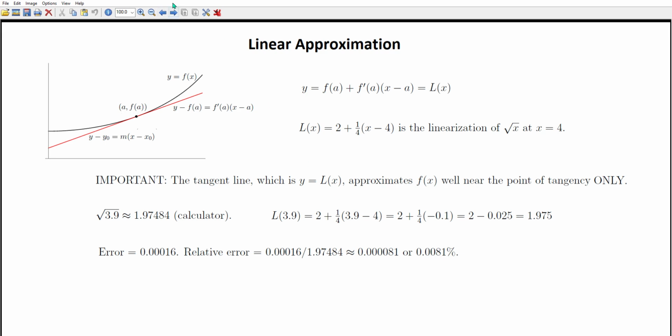Now, if we were foolish enough to try to use this approximation to find the square root of 1, well, the square root of 1 is 1. L of 1 turns out to be 2 plus 1/4 times 1 minus 4, which is 2 minus 0.75, which is 1.25. The error in that is 0.25, which is 25% of the value. So this is a very bad approximation. So the message here: don't use linear approximations except near the point of tangency.